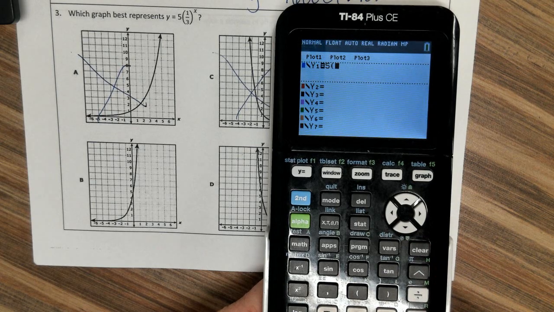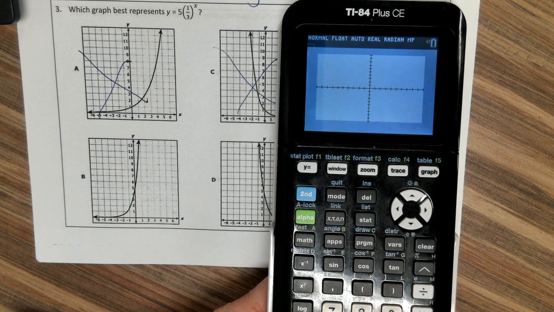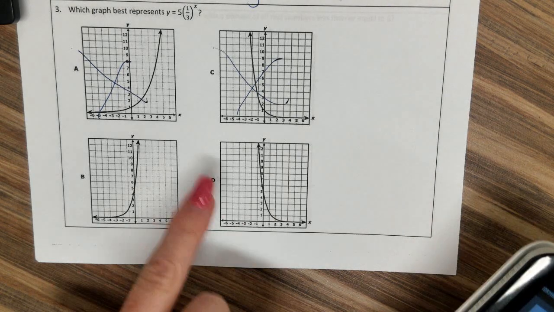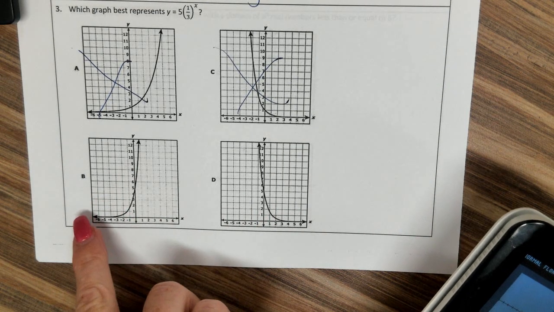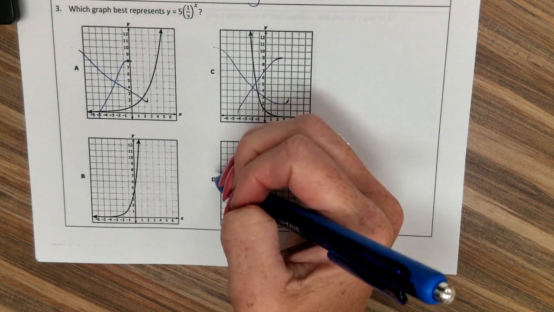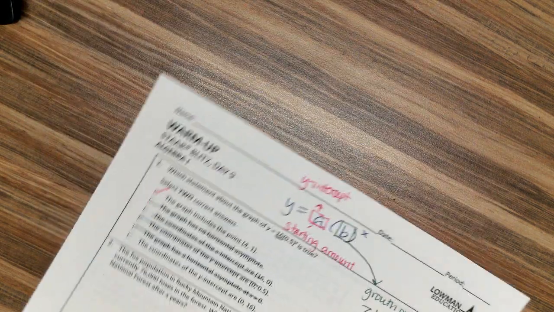So 5 times 1/3 to the x power. Hit graph and it'll show you. Should be decreasing from left to right. So right there, I could have taken this one off because this is doing what from left to right? Increasing. But the calculator will do it for you. Any questions on exponential functions? Okay, go to day 10.